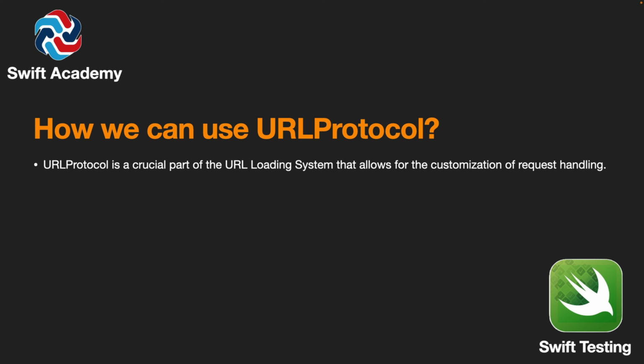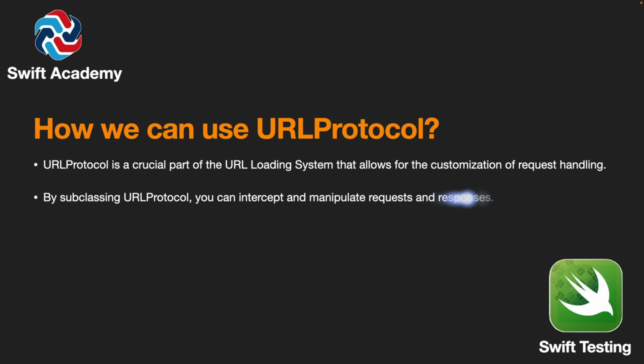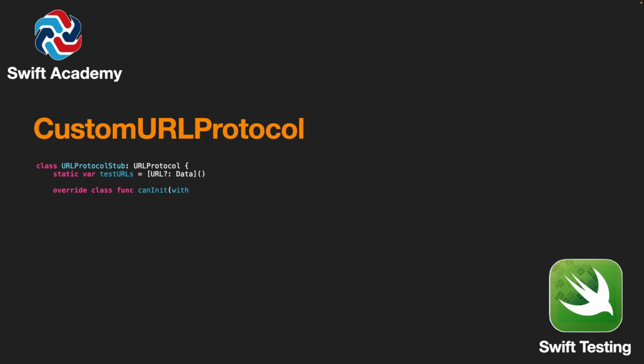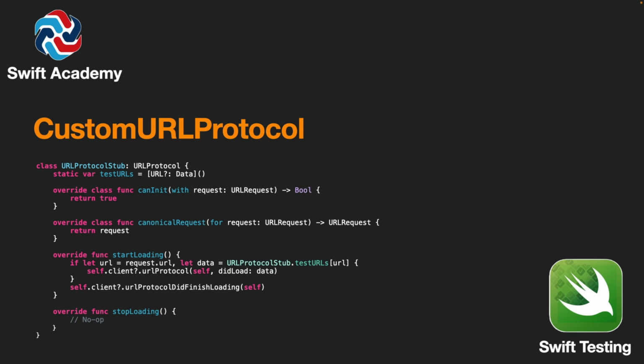The second thing is that by using the technique of subclassing, we can intercept and manipulate requests and responses, like in a staging environment, etc. Using URLProtocol, we can create what we call subclassing techniques of stubbing that we can use to mock, if you can say, the URLProtocol.